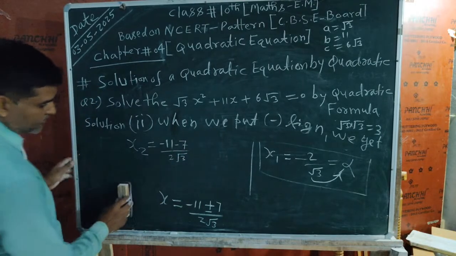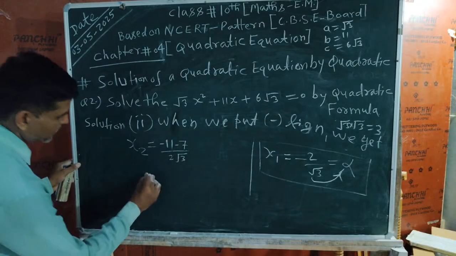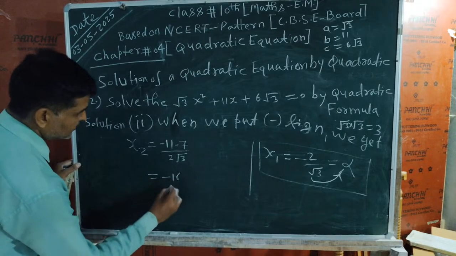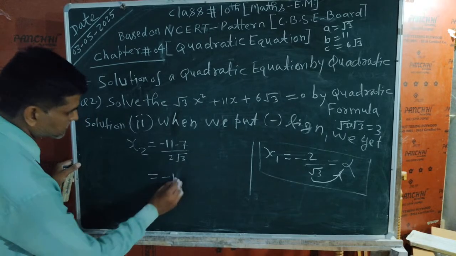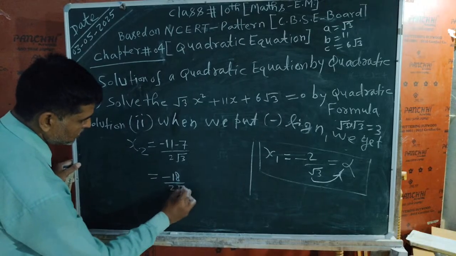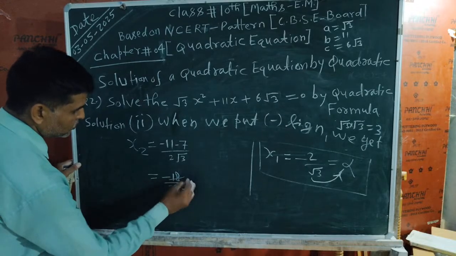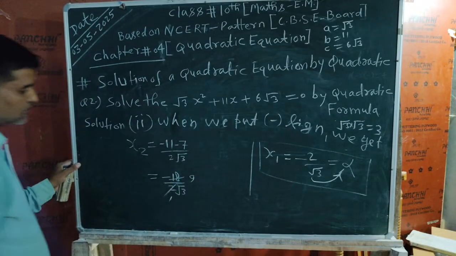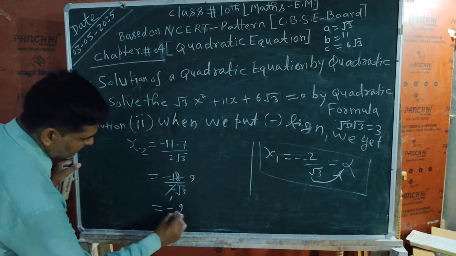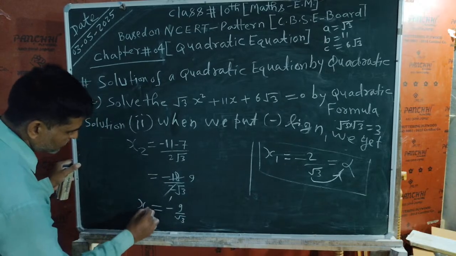Okay student, now the old data I am going to erase. Now here I will simplify. So minus 11, that will be minus 18, that will be minus 18 divided by 2 root 3. Again I am going to divide. 2 1 is 2, 2 9 is 18. So this will be minus 9 divided by root 3. This is the value of x2.